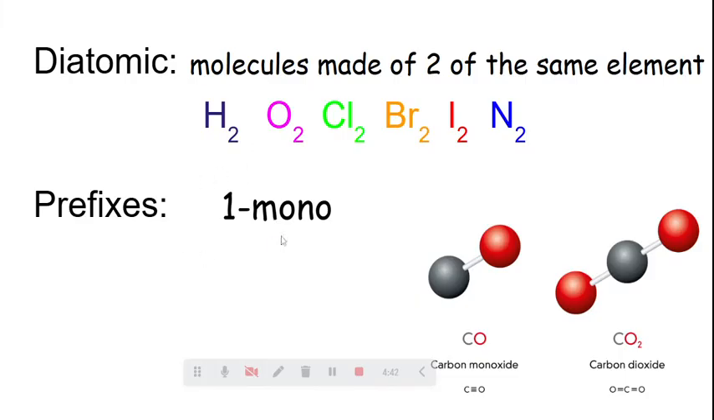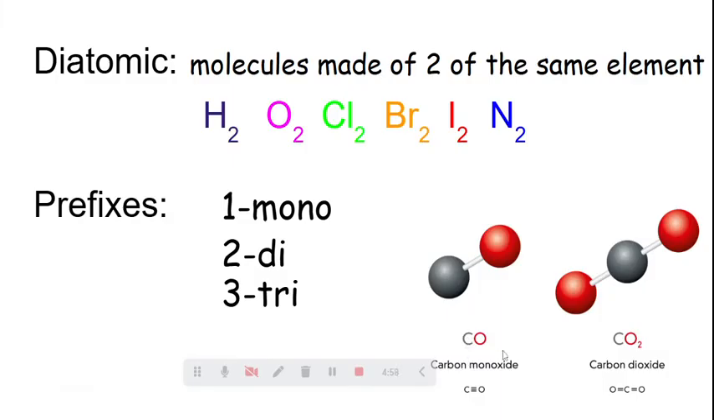To extend this a little further, you might also hear me say mono, which means 1, or di means 2, which is what we just talked about. And 3 might be tri. Those are our prefixes. So these are going to come at the beginning of the word.